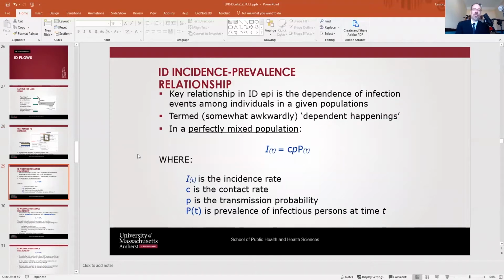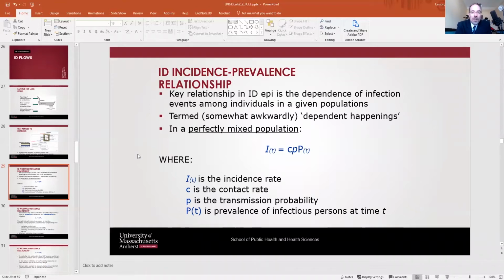The infectious disease incidence-prevalence relationship, a key relationship in infectious disease epi, is the dependence of infection events among individuals in given populations. This is termed, somewhat awkwardly, dependent happenings. Individuals are all different, and their variability can have implications for disease transmission overall, and we're going to keep seeing that over and over again.